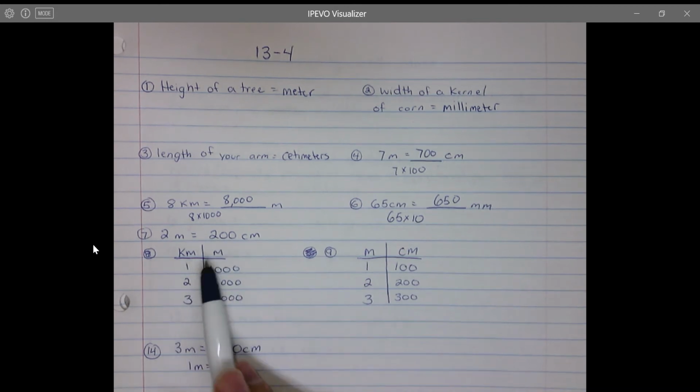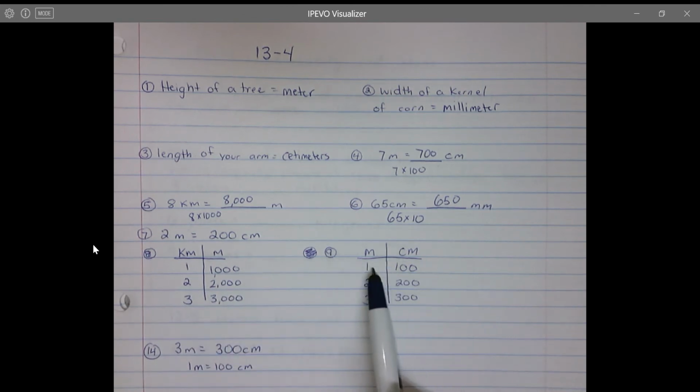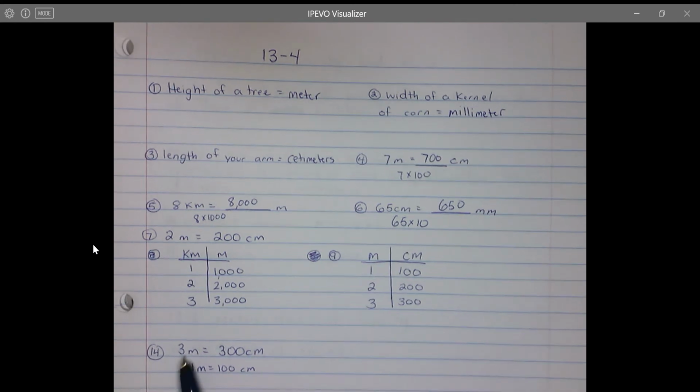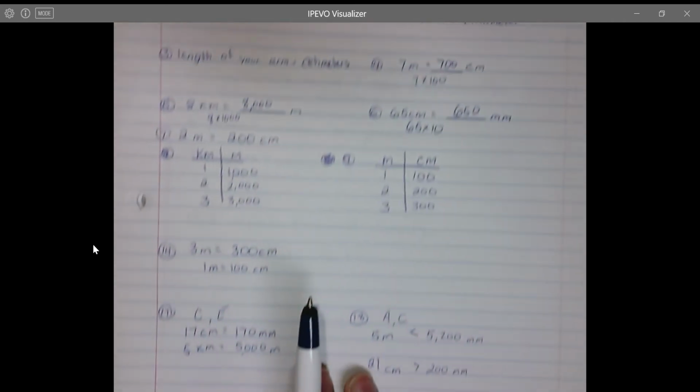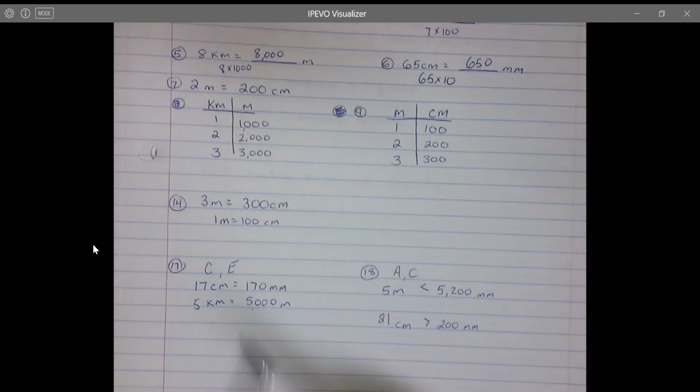For 1 kilometer is 1,000 meters, 2 kilometers is 2,000 meters, 3 kilometers is 3,000. 1 meter is 100 centimeters, 2 meters is 200 centimeters, 3 meters is 300 centimeters. With these charts, we can really see a nice, easy pattern here. Number 4, they're asking how many centimeters are in 3 meters. If 1 meter is 100 centimeters, then 3 meters has to be 300 centimeters.